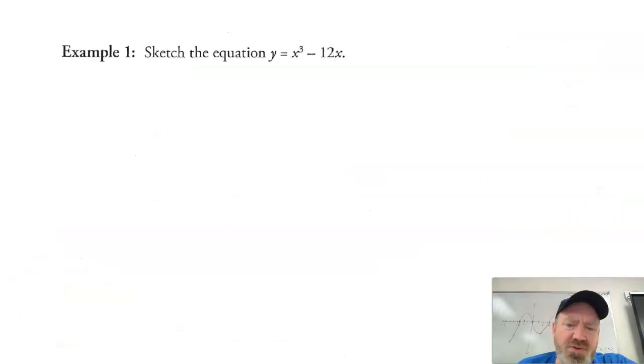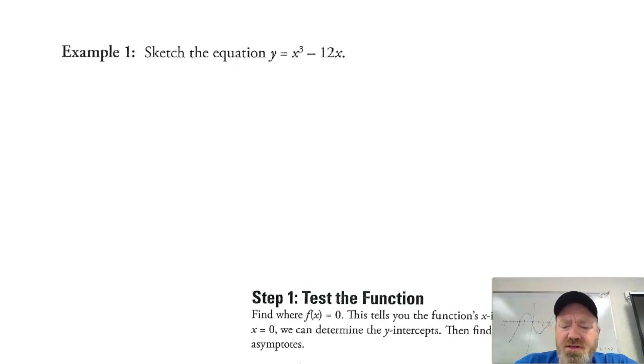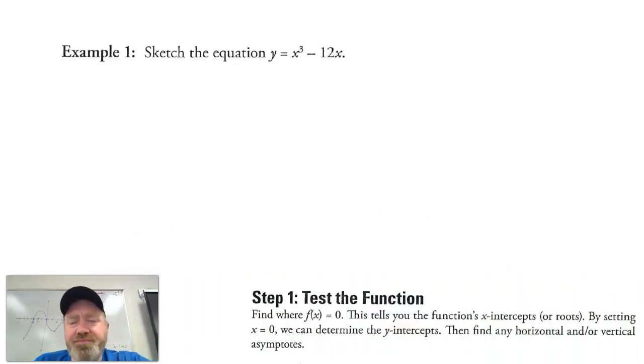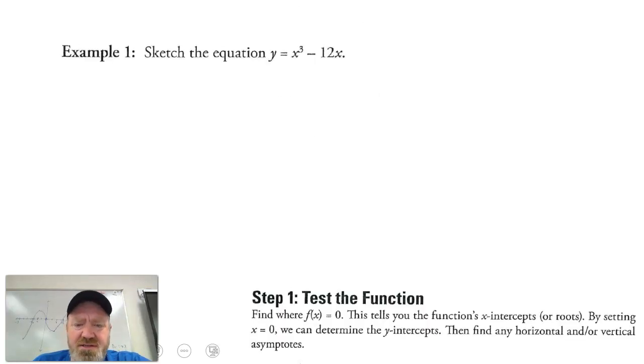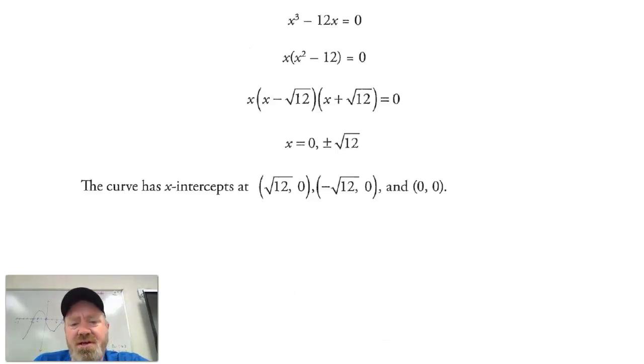This one, the first one we were doing, sketch y equals x cubed minus 12x. We were actually doing this one in class. And so let me move my face here. There we go. The first step, test the function. This means that we're going to take that function and try to set it equal to 0, plug in 0 for y and solve, plug in 0 for x and solve. So that's how you find y-intercepts and x-intercepts. When you plug in the 0 for x, you find the y-intercepts. When you plug in the 0 for y, you find the x-intercepts, where it crosses the x-axis, where it crosses the y-axis.